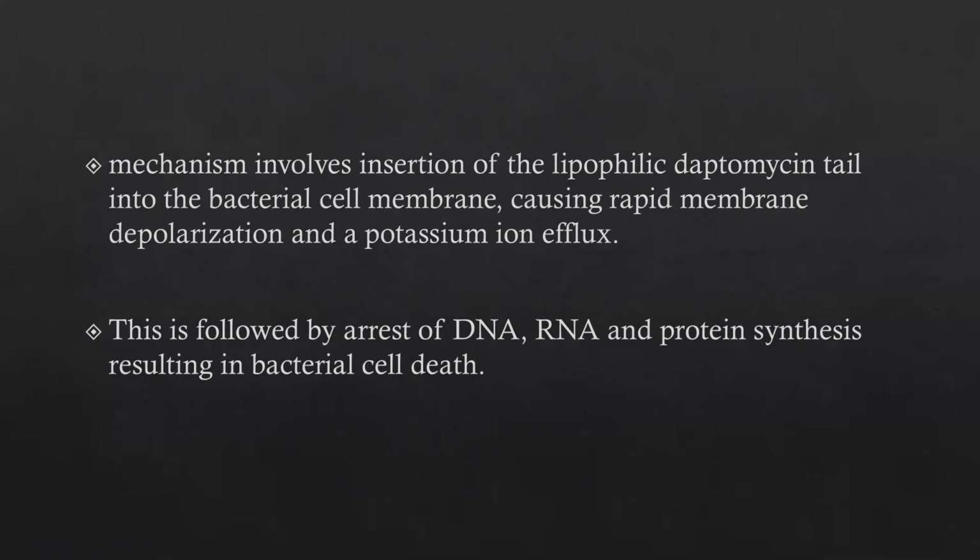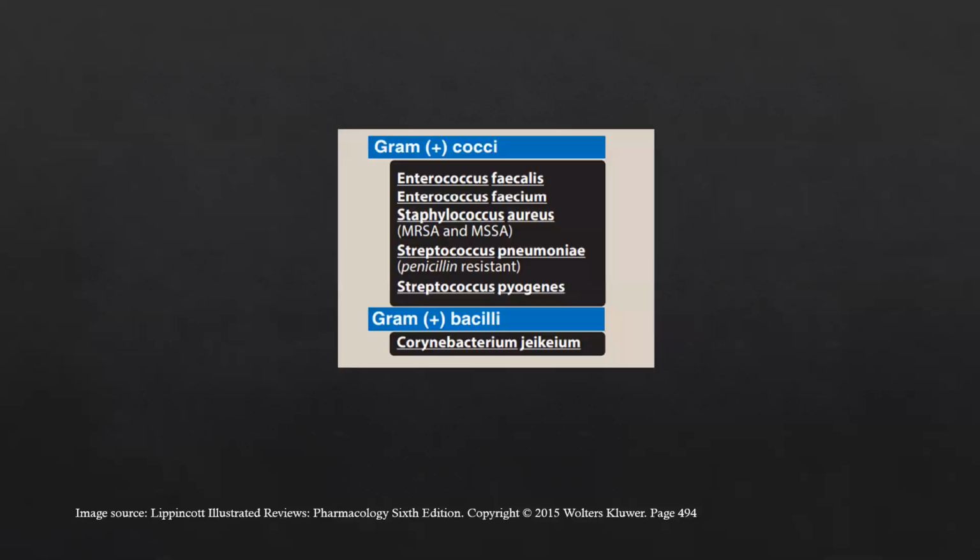So, in summary, it disrupts the function of the cell membrane. Once it disrupts the action of the cell membrane, the potassium goes out from the cytoplasm. Once the potassium ion leaves, it will cause arrest of DNA, RNA, and protein synthesis, which will lead to bacterial cell death. Okay, so the coverage for daptomycin is gram-positive cocci and gram-positive bacilli.